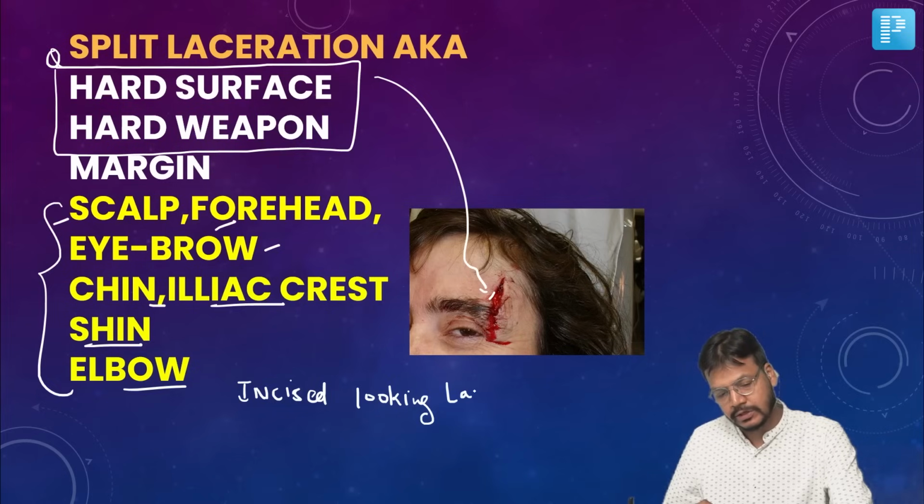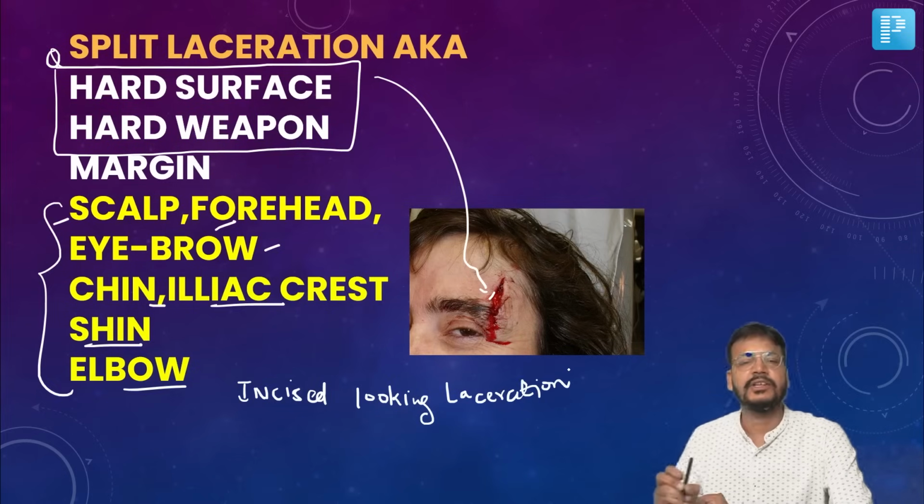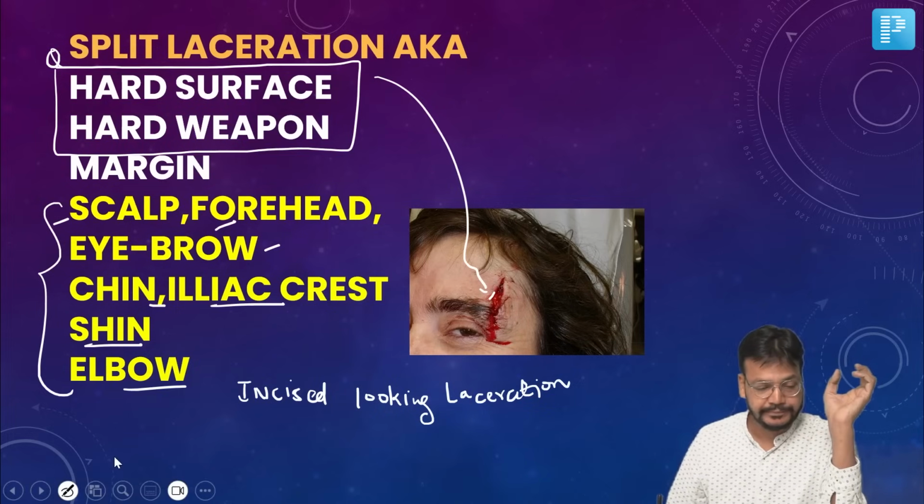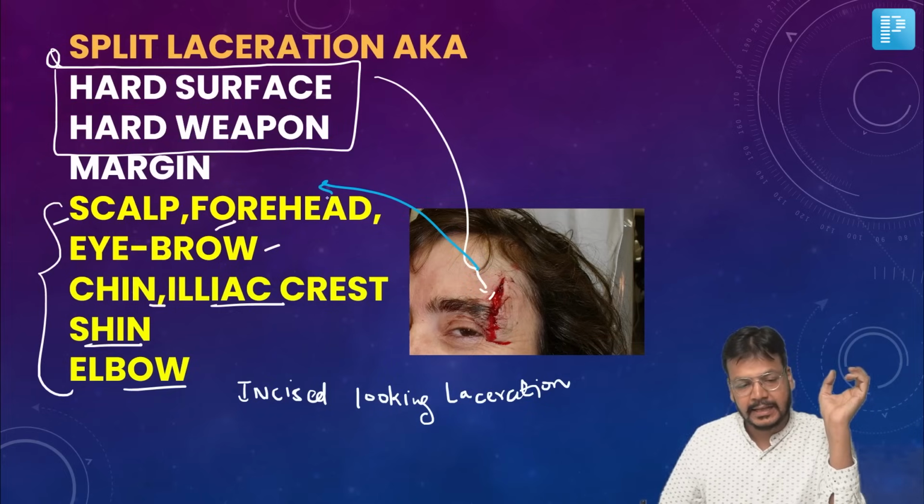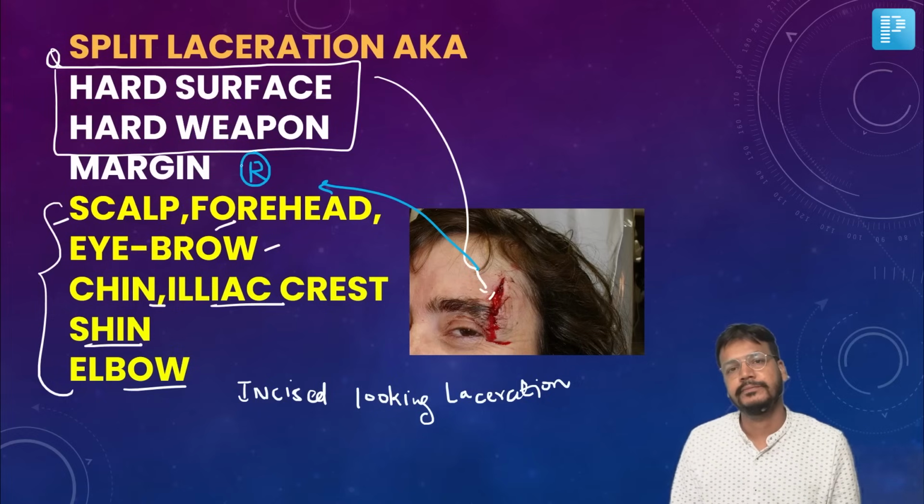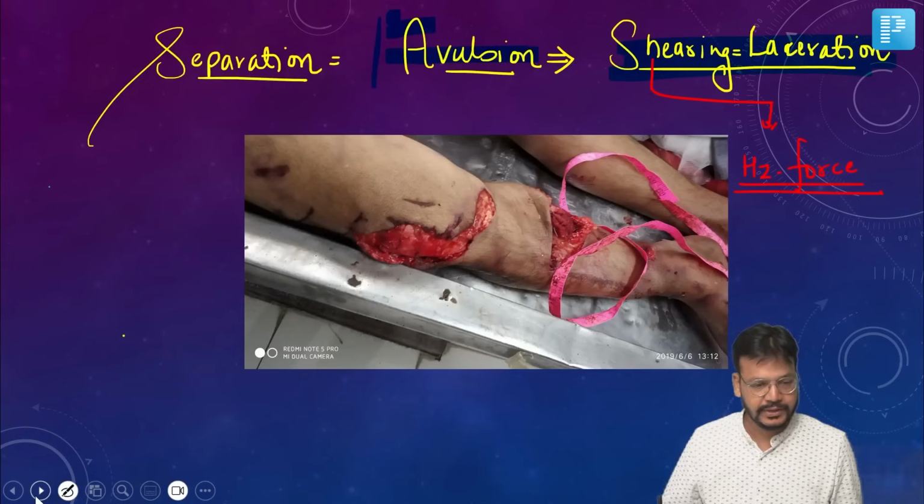This is also known as incised looking laceration. Now you will say, sir, why is it known as an incised looking laceration? Listen carefully. Because in these areas the margins are regular. Regular means it looks like an incised wound. This is split laceration, incised looking laceration.